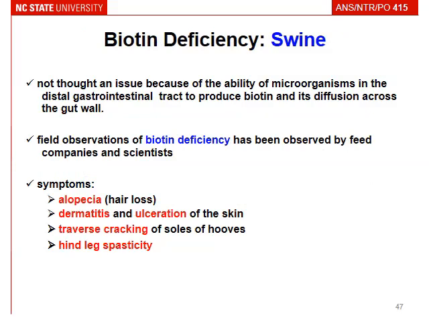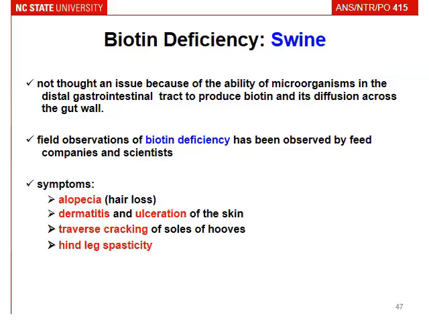And in swine and a lot of our hindgut fermenters, you're not really going to have biotin deficiency occur, because we're relying primarily on those microorganisms in the hindgut, and biotin can diffuse across the gut wall, so we can get our biotin from the microbes.